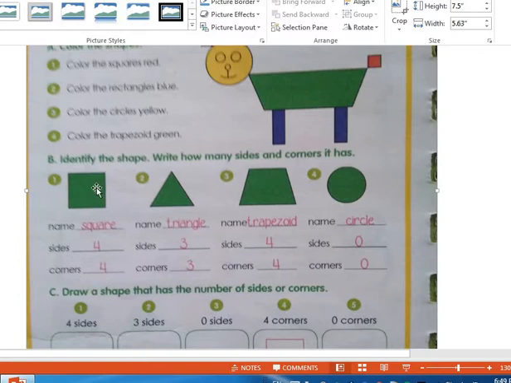4 corners here. Okay, this one is a triangle. It has how many sides? 3. 1, 2, 3. How many corners? 3 corners. Here I have trapezoid. Only 2 opposite sides in the trapezoid are parallel. They look at each other in the same direction. This one and this one. And it has 4 sides and 4 corners, right? Here I have a circle. It has no sides. No sides and no corners too.